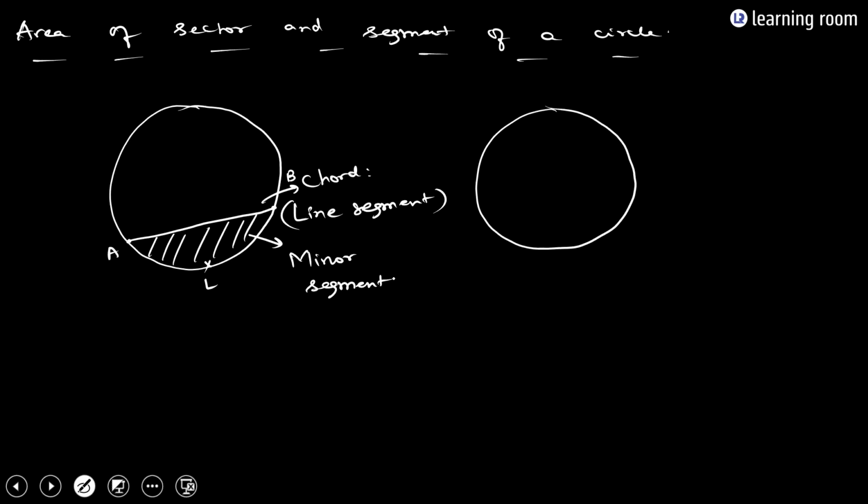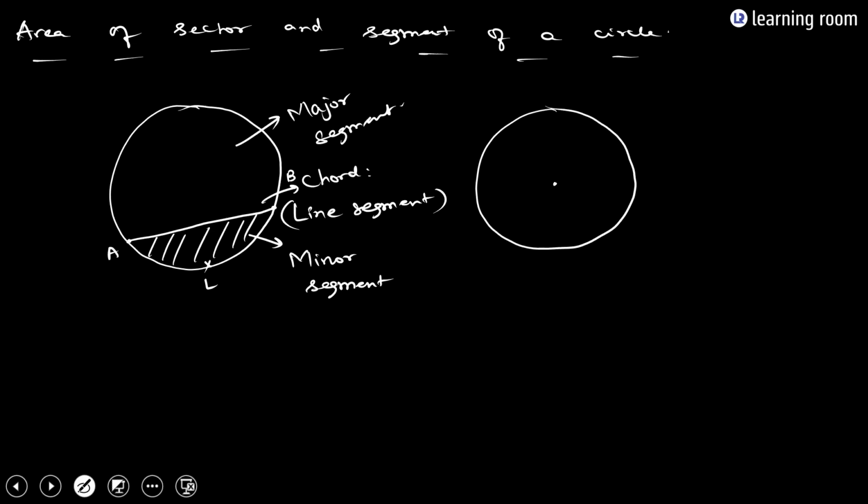So when you draw a chord, it always divides the circle into two parts. Right? So the portion which contains the bigger arc along with the chord is called as the major segment. And the portion that contains the smaller part is called as the minor segment. I hope this point is clear. Yes, sir. Right.